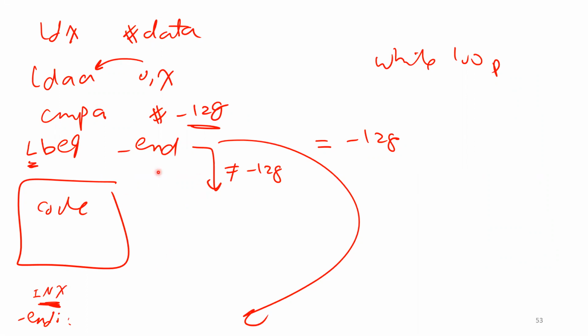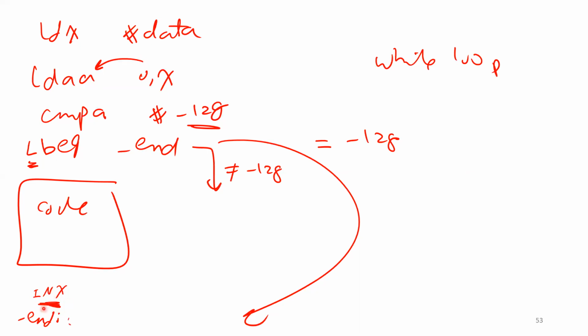Okay. While loop, something like that. X should point at the first location in the array, right? And then you need one element pointed by x, and you have to compare it with -128. And if this element is equal to -128, just leave, I'm done. If not, this branch is not going to be taken, I will come this way, and here you have to put your code. And at the very end, you have to increment the x, right? And then go to the beginning again.